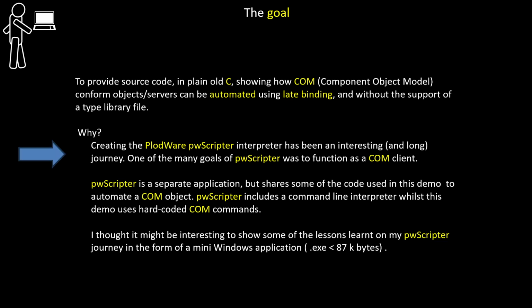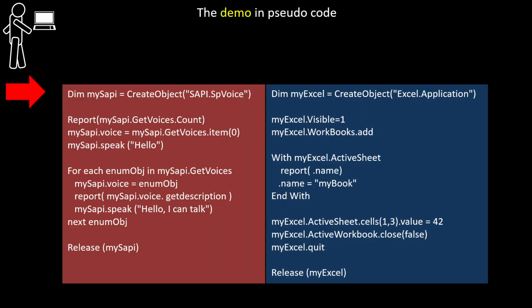Why? Well, creating the Plodware PWScriptor interpreter has been an interesting and long journey. One of the many goals of PWScriptor was to function as a COM client. PWScriptor is a separate application, but shares some of the code used in this demo to automate a COM object. PWScriptor includes a command line interpreter, while this demo uses hard-coded COM commands. I thought it might be interesting to show some of the lessons learned on my PWScriptor journey in the form of a mini Windows application. It's less than 87 kilobytes.